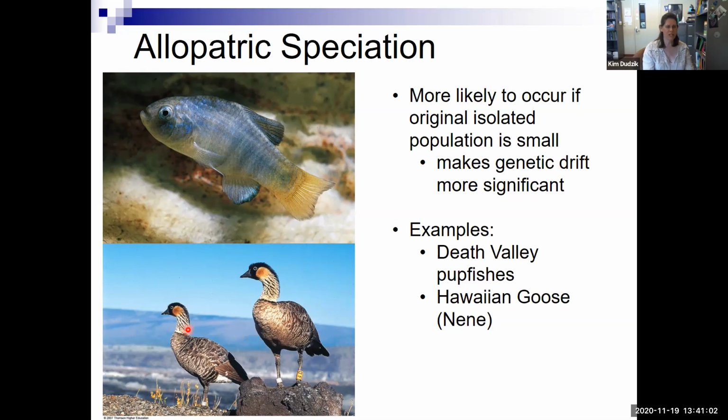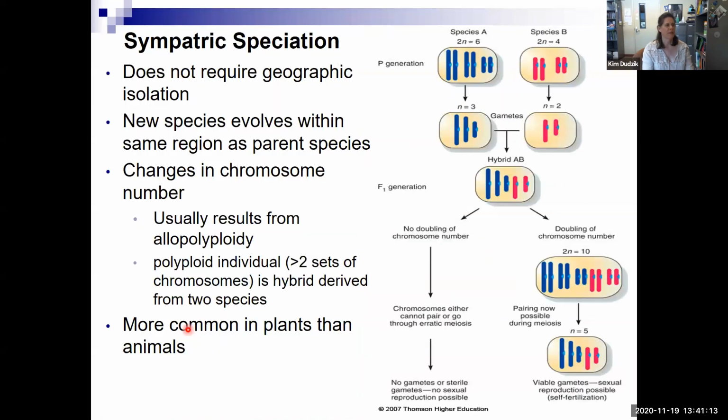So allopatric speciation, being separated by actually a mountain range here from the volcanic mountains. Okay, sympatric speciation is a different one.